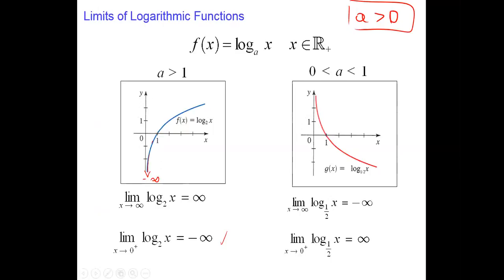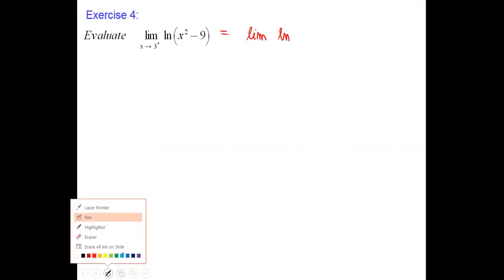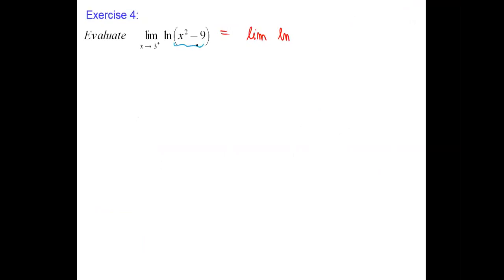Now let's look at a few limits, the same as we did for the exponential, now for the logarithmic. How does the logarithmic function with inner value x squared minus 9 behave at 3 from the right-hand side? Let's do the same thing, limit. ln, of course, means this is t, ln of t.